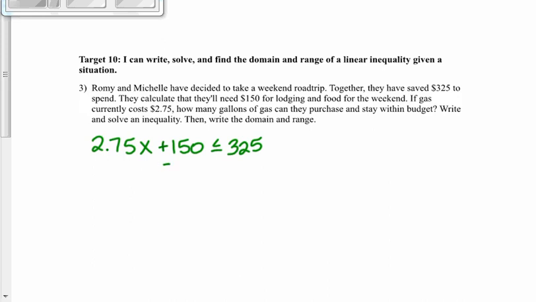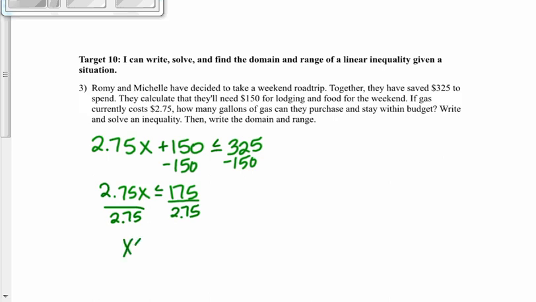And just like we did in our notes, we're going to have to go ahead and solve this inequality. So I'm going to subtract 150 over. So we have 2.75x is less than or equal to 175. Then I'm going to divide by 2.75 on both sides. And I get x is less than or equal to 63 point, and that's going to be 63 repeating.